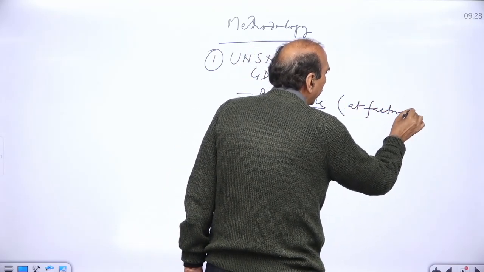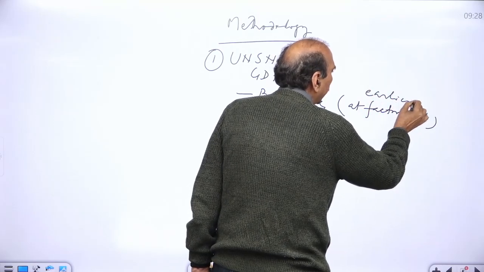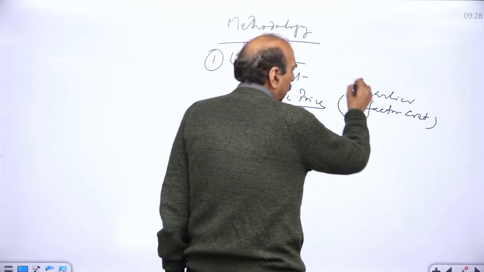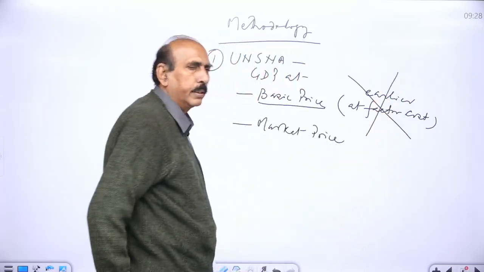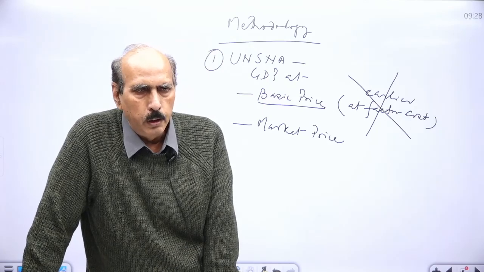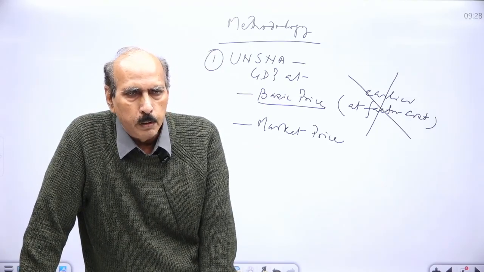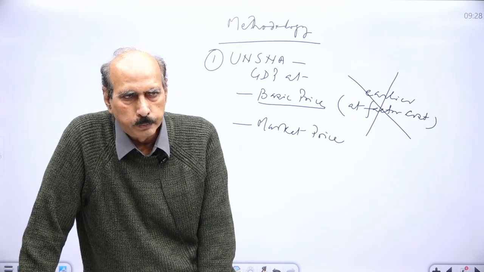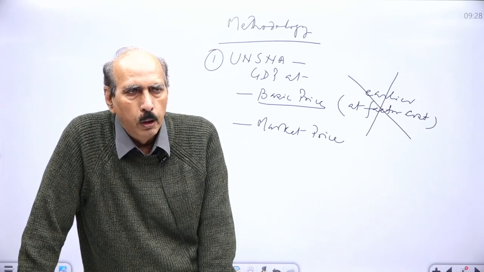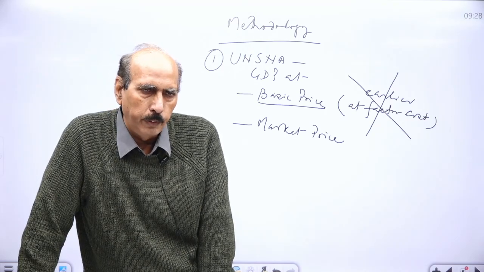Earlier we were calculating at this. This is now ruled out. UNSNA has ruled out this method. They said nowhere in the world except India is estimating the GDP at factor cost. They suggested India to move from the GDP at factor cost to GDP at basic prices.